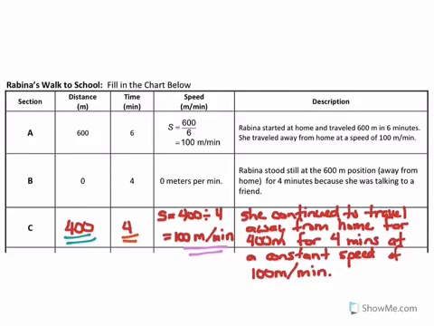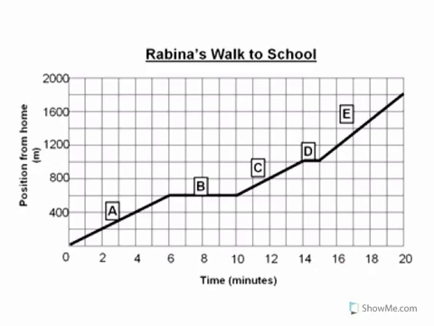So I just wrote a little description, I made it up. She continued to travel away from her house for 400 meters for 4 minutes. And that was at a constant speed. So I said constant speed because it's just a straight line. She just kept going at 100 meters per minute. She didn't run. She just kept walking. Okay, so at a constant speed of 100 meters per minute.